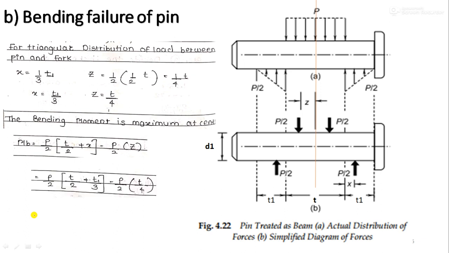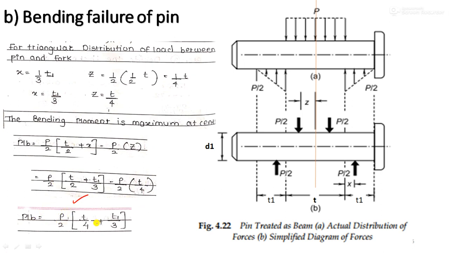Now T by 2 plus X, what is X? T1 by 3. What is Z? T1 by 4. Put everything here, we'll just do the calculations. So I am getting the maximum bending moment as P by 2 into T by 4 plus T1 by 3. Is it clear? In this way the maximum bending moment at the center is calculated by P by 2 into T by 4 plus T1 by 3. So this is the first step we have understood. Now we'll move on to the next.